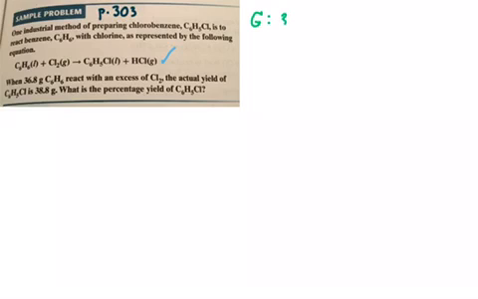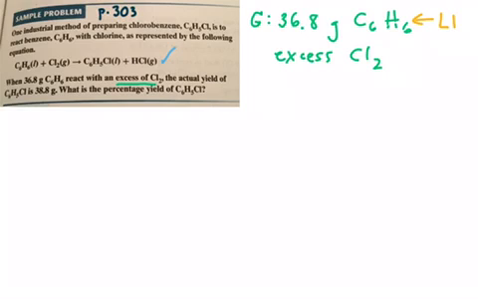So we're given that we start out with 36.8 grams of C6H6. They also tell us another helpful piece of information: we have an excess of chlorine. So think about that for a second. If chlorine is in excess, then what does that mean the limiting reactant must be? Exactly. So that means that benzene is going to be our limiting reactant. So that's what we're going to base our stoichiometry off of.